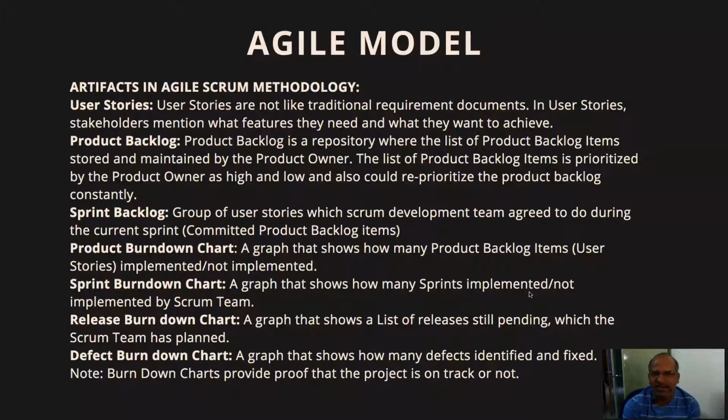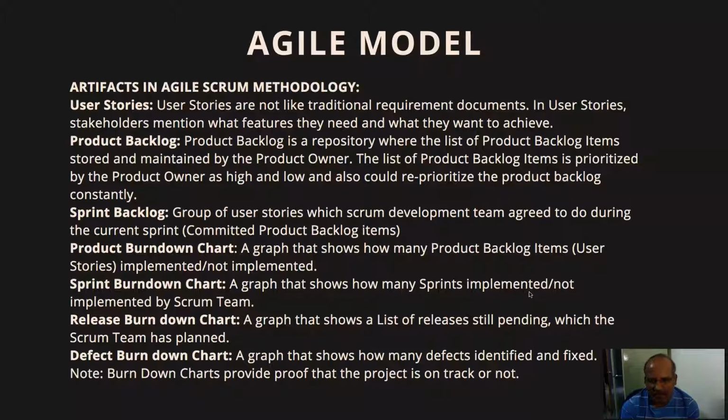So they write various features in the user stories, right? Then product backlog. This is the repository where the list of product backlog items is stored and maintained by the product owner. The product owner prioritizes the items as high and low, and could also reprioritize the product backlog constantly. So you keep on changing the priorities, and the high priority items are taken for development.